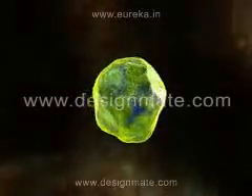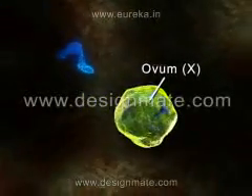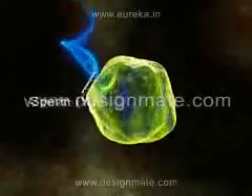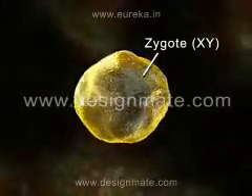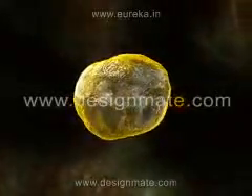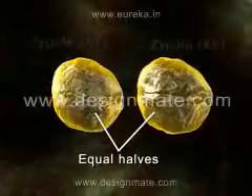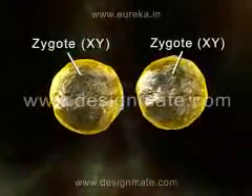Identical twins result from the fertilization of one ovum possessing the X chromosome by one sperm possessing the Y chromosome, thus forming a zygote with XY chromosomes. This zygote then divides to form two equal halves, each having the same chromosomes, XY. So identical twins are always of the same sex.